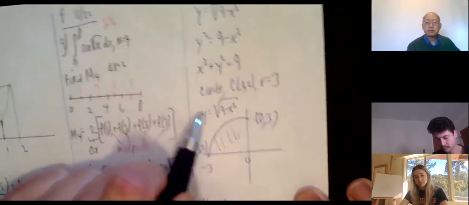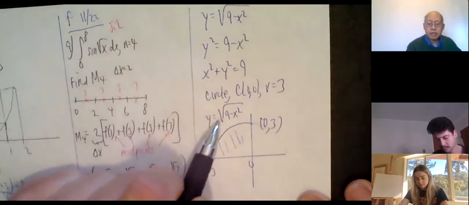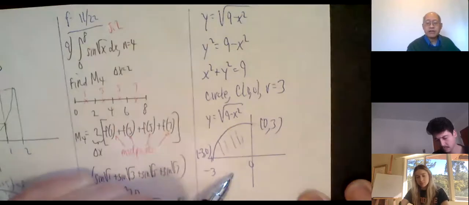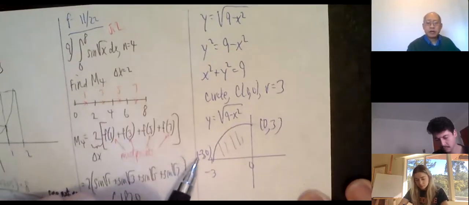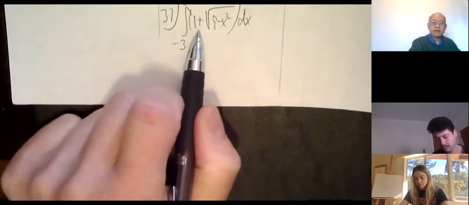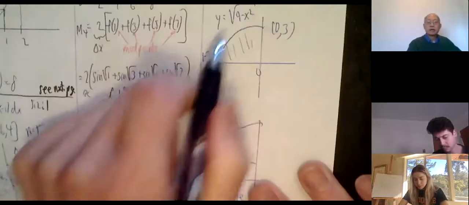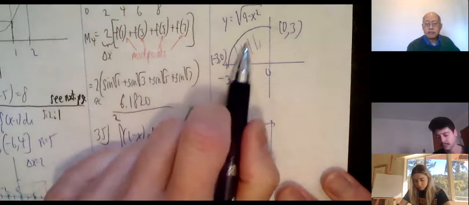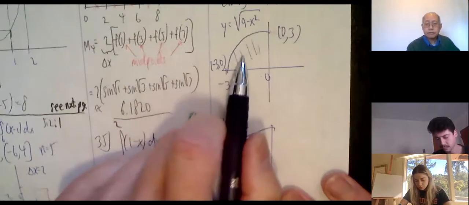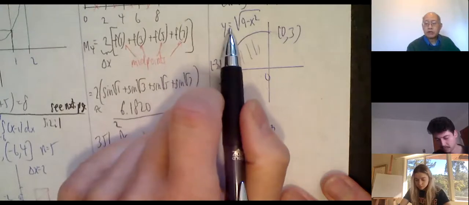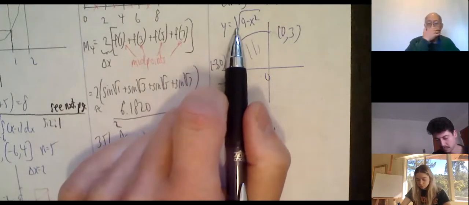But in the original problem, it was y equals blah, blah, blah. That means y can only be positive, so I don't have any negative stuff. And they tell me we're integrating from -3 to 0. So I don't want any negative y's, and I'm only going from -3 to 0. So this is the region in question: quadrant 2, y equals square root of 9 minus x squared.